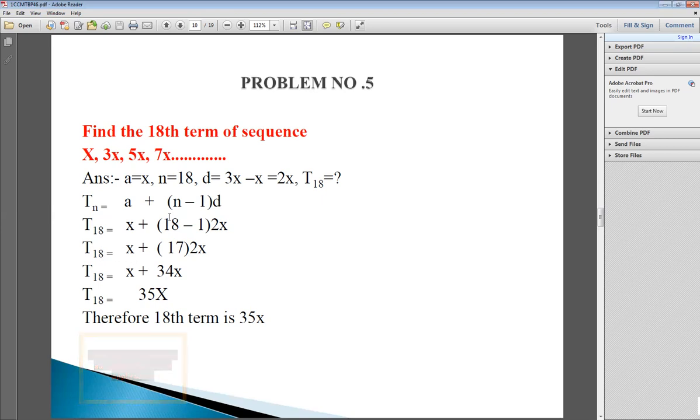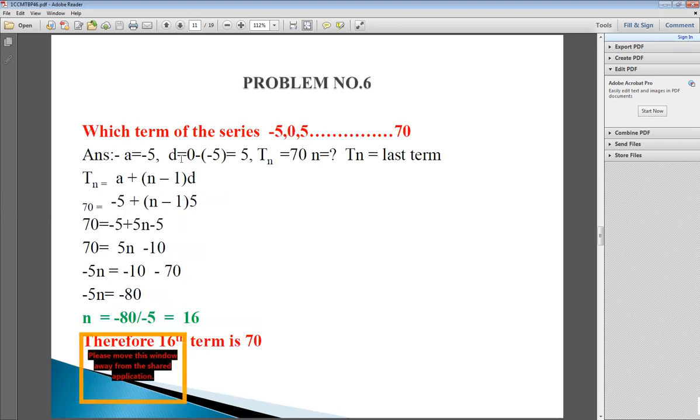18th term equals x plus 18 minus 1, that is 17 into 2x. 17 into 2 is 34x, plus 1x, which becomes 35x. Therefore, the 18th term value is 35x. And one more question here.